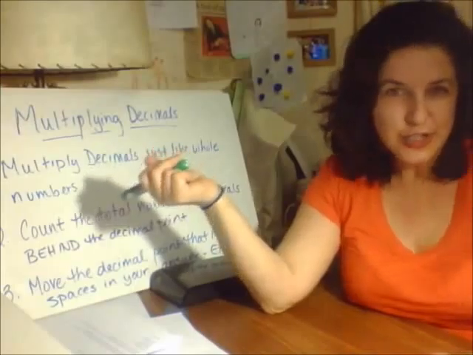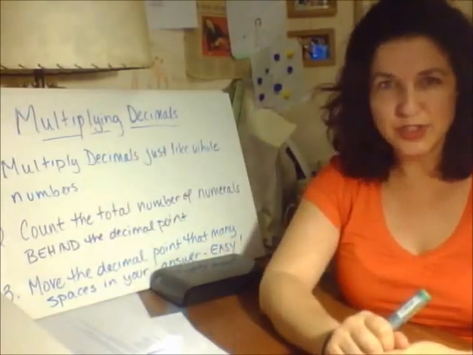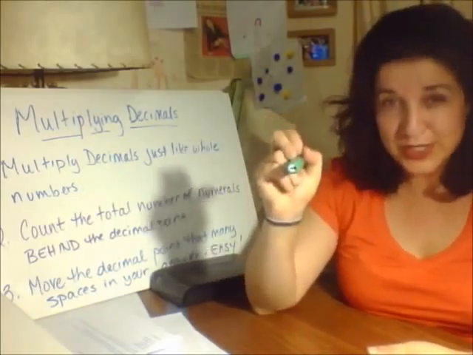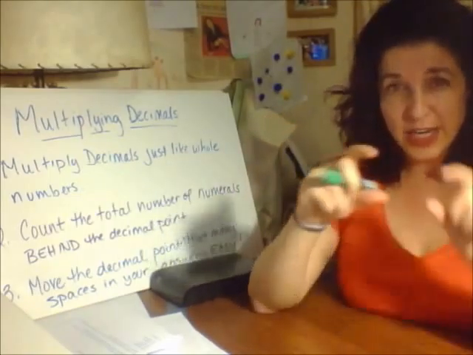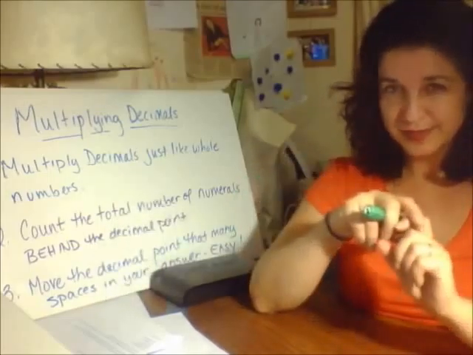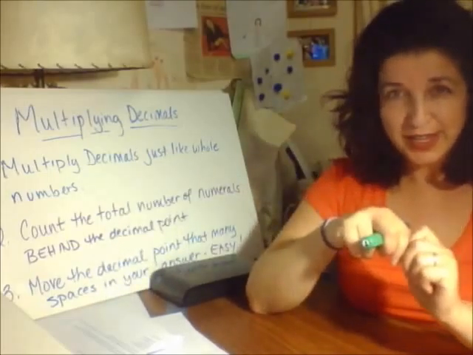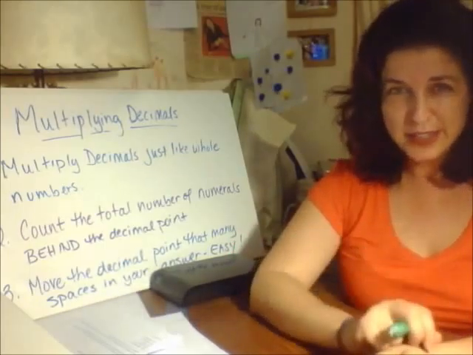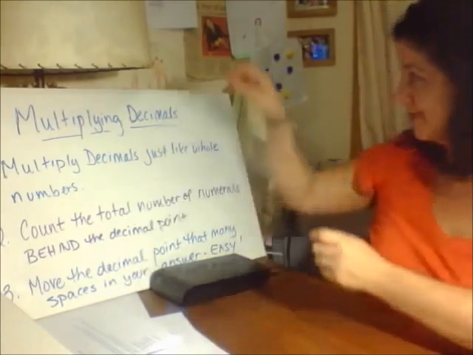So firstly, you start off just like you normally would, multiply the decimals just like whole numbers. Then you're going to count the total number of numerals that are behind the decimal point in your problem for both the numbers you're multiplying, and then you're going to put that many numbers in your answer behind the decimal point. I'll show you what I mean.